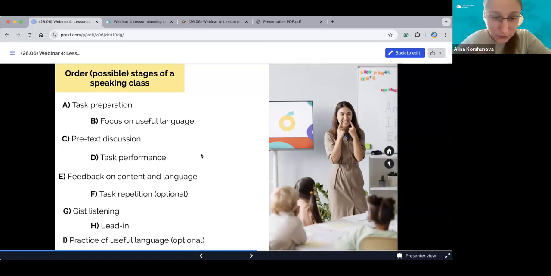I put also 2 optional stages. So they are optional. If we don't have enough time or we don't want to focus on that, we might skip that. Sometimes we do skip that, but try to consider them as well. The 2 optional stages are F and I.